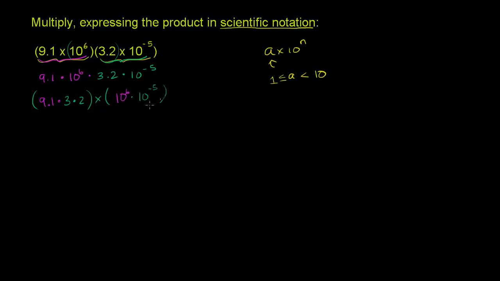The reason this is useful is that this is really easy to multiply. We have the same base here, base 10, and we're taking the product, so we can add the exponents. 10 to the 6th times 10 to the negative 5 is 10 to the 6 minus 5 power, or essentially just 10 to the first power, which is just equal to 10. And that's going to be multiplied by 9.1 times 3.2. So let me do that over here.